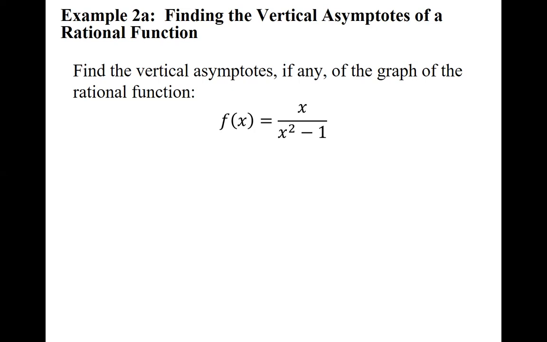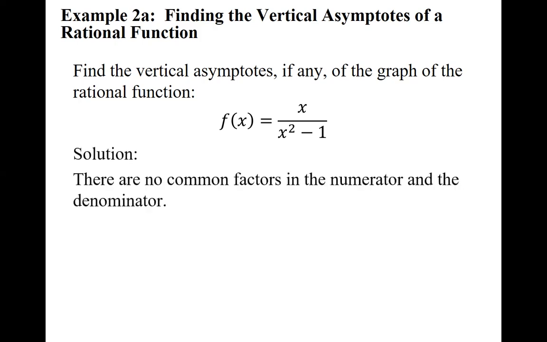So if we have f of x equals x over x squared minus 1, we need to find the zeros of the denominator to find the vertical asymptotes. So x squared minus 1 equals 0. We can factor x squared minus 1. That's a difference of squares. That's x plus 1 times x minus 1.